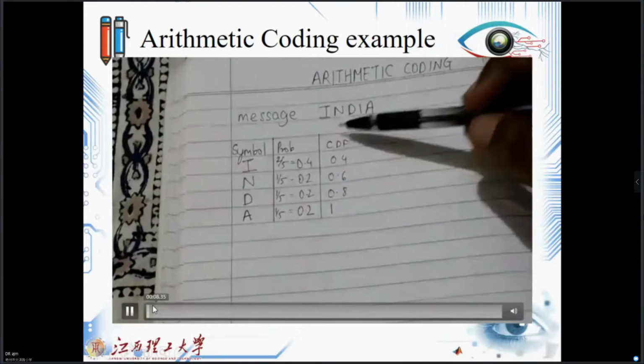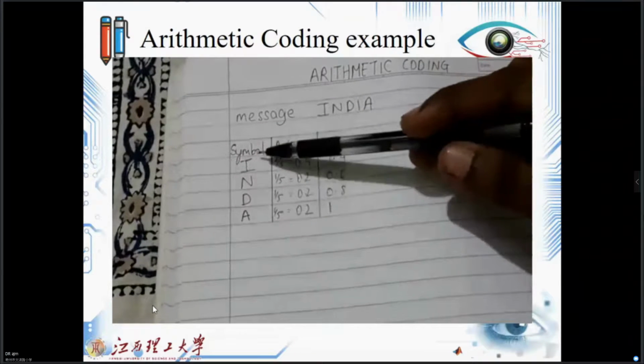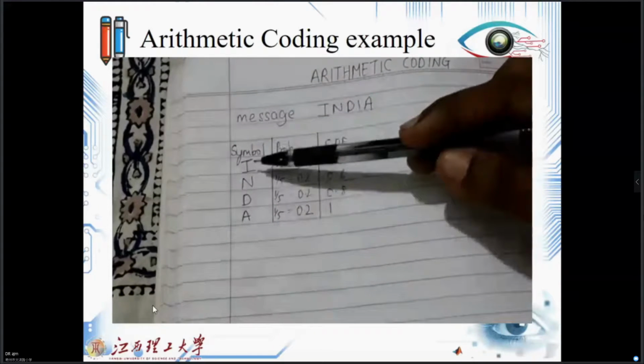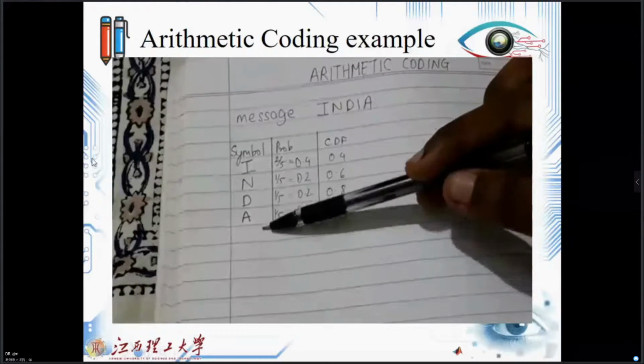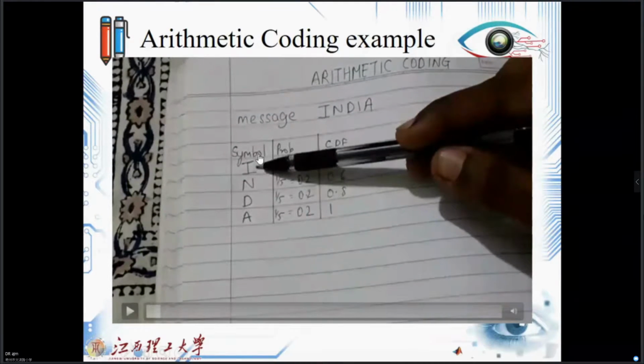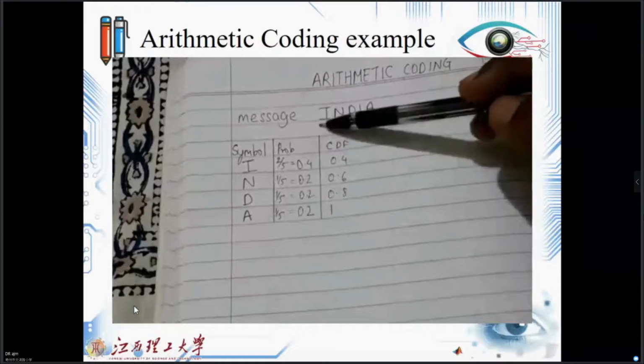The message is something like India, we have the symbols INDA, and based on the rule, we should not repeat the letter I again. That means we should calculate each parameter, or each symbol, from the message once. If the letter is repeated, you should not repeat it again. Then you have 4 or 5 parameters.